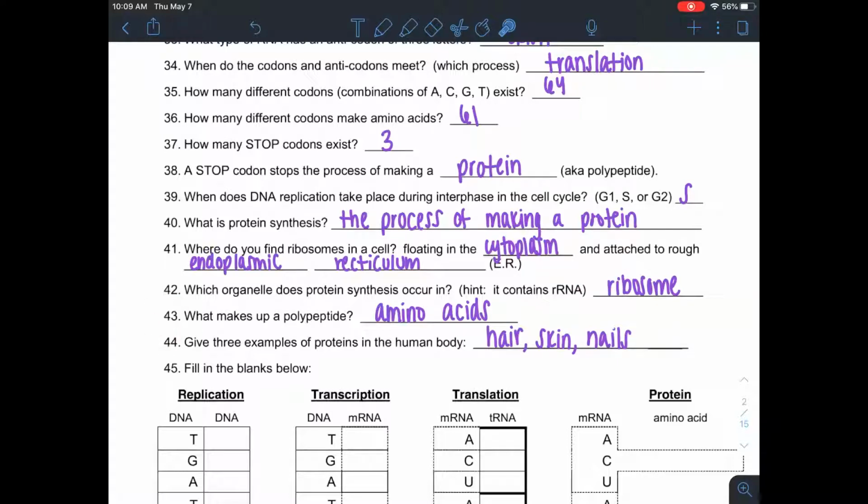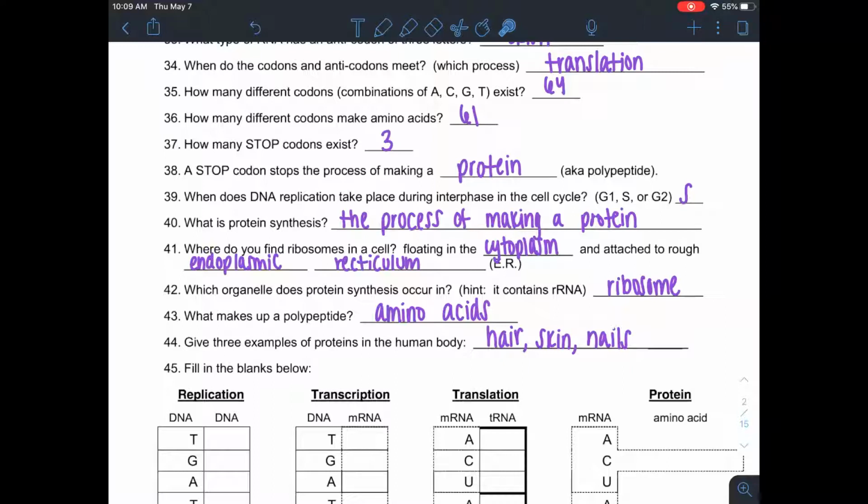For number 43, what makes up a polypeptide or a protein? Those would be those individual amino acids, right? We kept talking about them as like little links, okay? So you need multiple amino acids to make up a protein or a polypeptide chain.